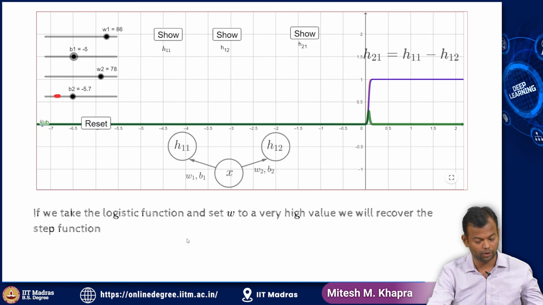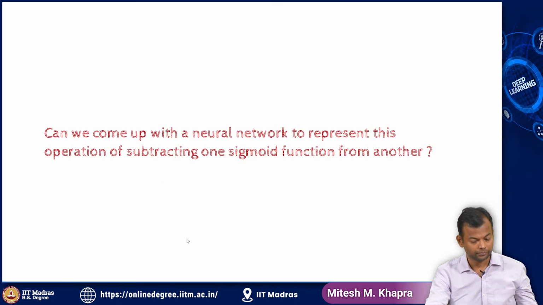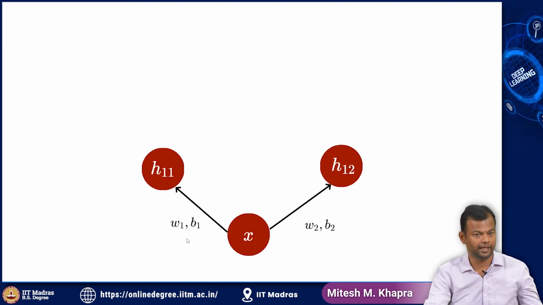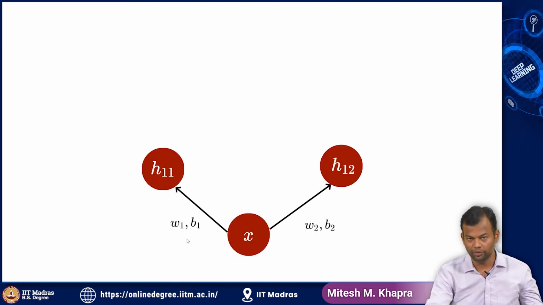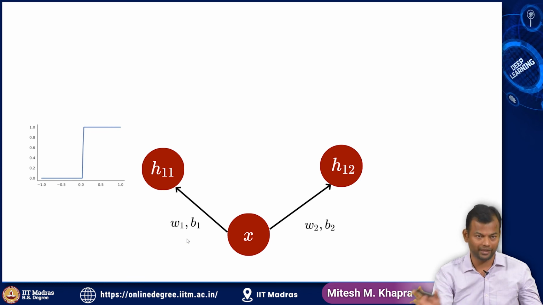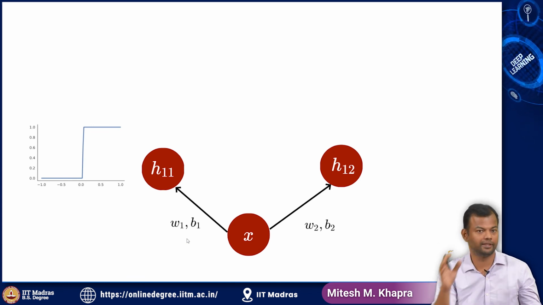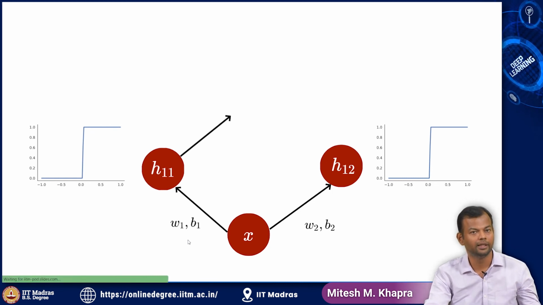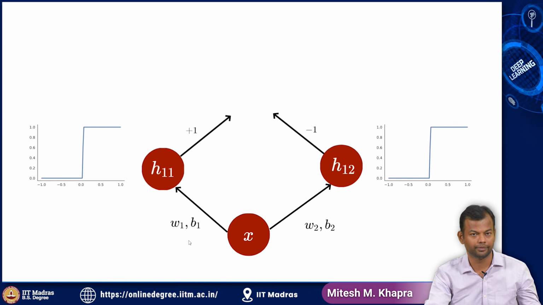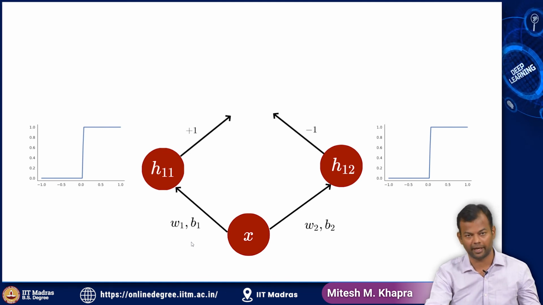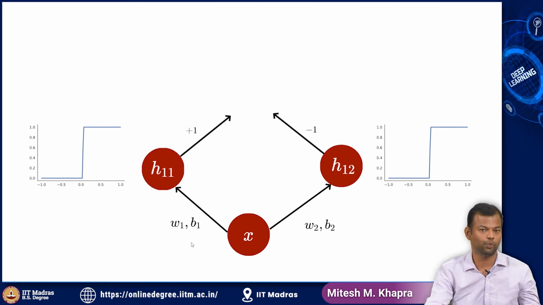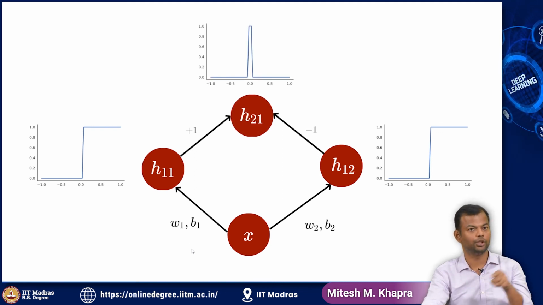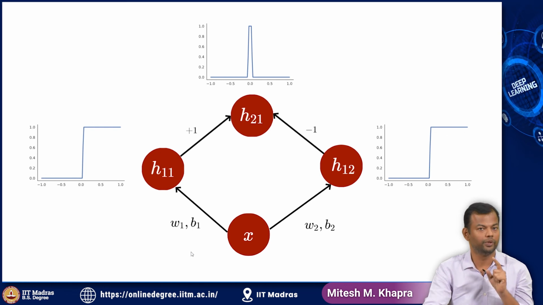So let's go ahead, right? So this was a basic tower function. Now let's look at the entire network. So you have X, you have two sigmoid neurons. The first one will give you a step function because you set the W to very high. The second one will also give you a step function because you set W very high. Then you subtract one from the other, right? So you have plus 1 as the weight and minus 1 as the weight. So that's the same as H11 minus H12, and that would give you a tower function, right? So I've come up with a neural network now, right, which will give you the tower function.